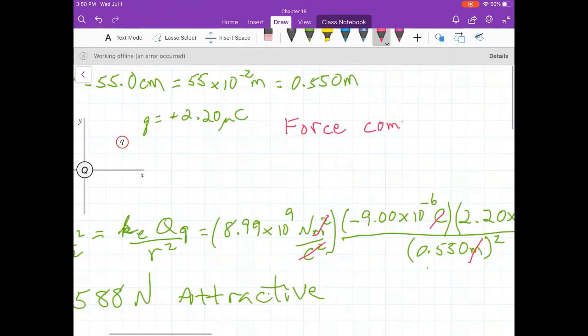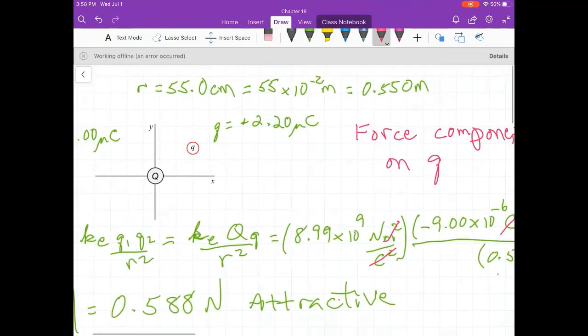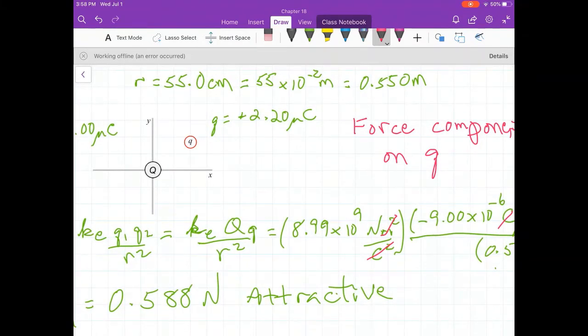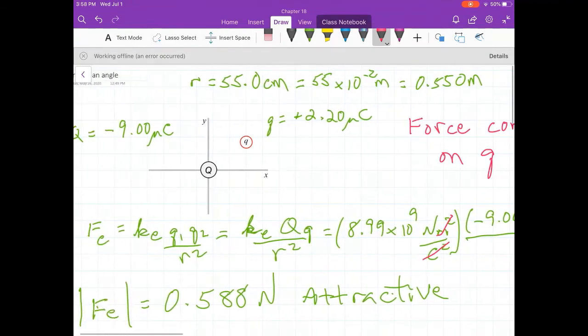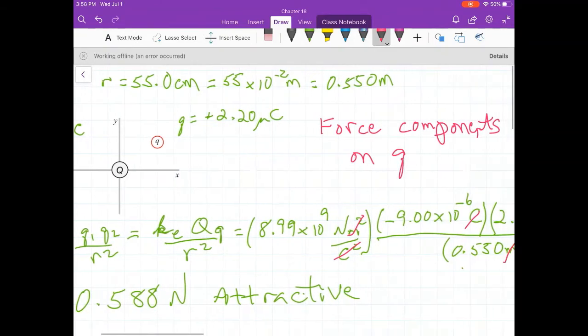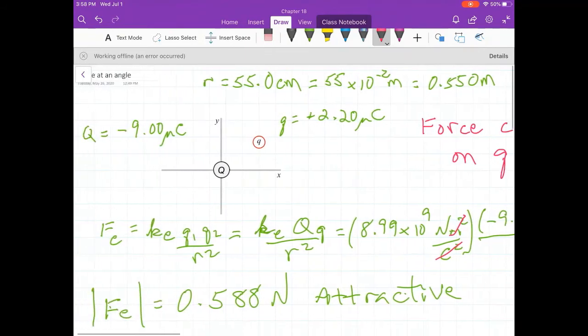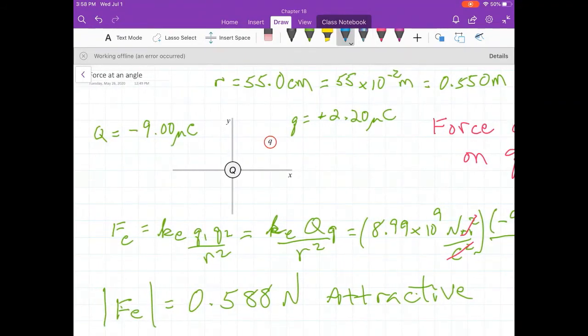components on Q. The force components on Q. So we don't need to solve for, well, you can solve for either one. The force acting on this capital Q or the force acting on the lowercase q. We want the force components on Q. We know that this charge is attracted to the big one, like that.